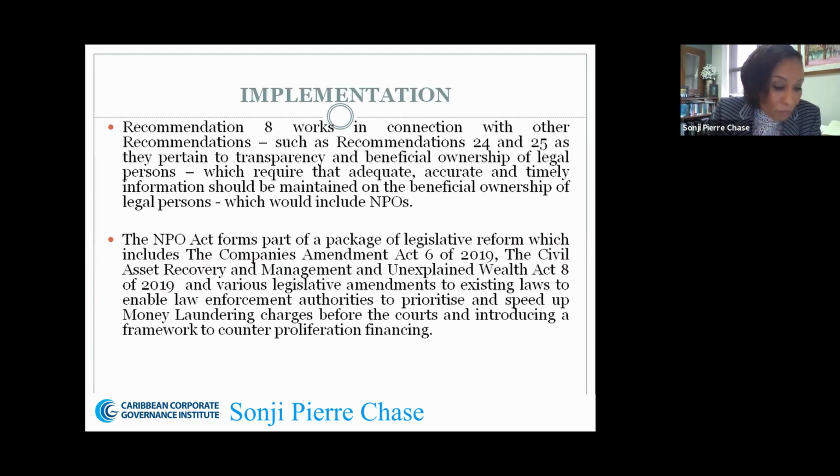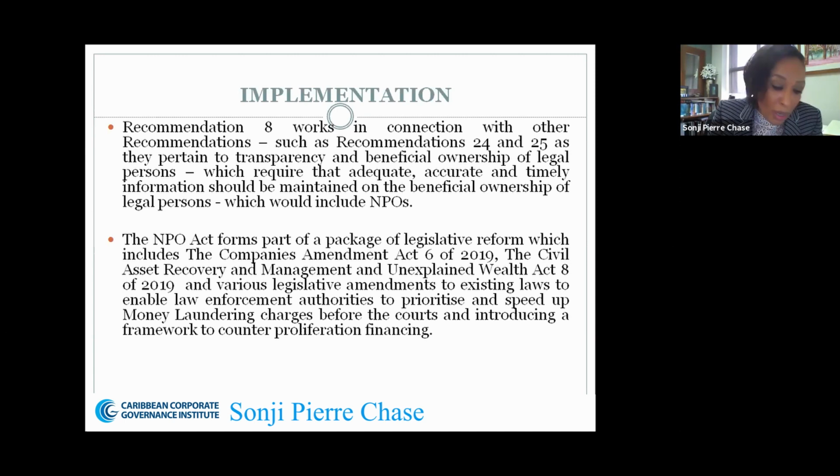Recommendation 8 works in conjunction with two other recommendations, recommendations 25 and 24. I'm just going to give you a little tidbit here. Those two recommendations, 24 and 25, they relate to transparency of the beneficial ownership of legal persons. And I don't know if you recall that simultaneously or just before, prior to the passage of this act, we also enacted an amendment to the Companies Act. The amendment to the Companies Act preceded this NPO legislation.